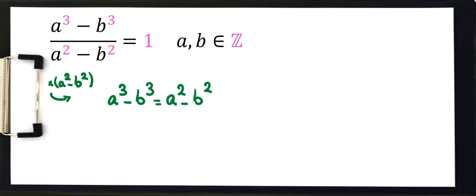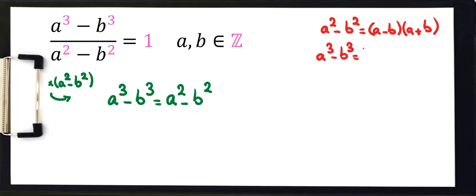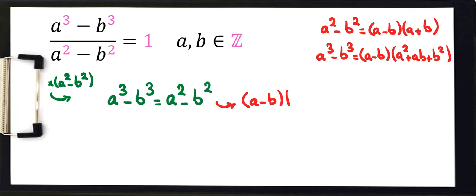Now we want to factorize. For factorizing, you should know two famous identities. The first one, a squared minus b squared, is a minus b times a plus b, and a cubed minus b cubed equals a minus b times a squared plus ab plus b squared. For this part, we need to use these two identities. So left hand side will be a minus b times a squared plus ab plus b squared, and the right hand side will be a minus b times a plus b.